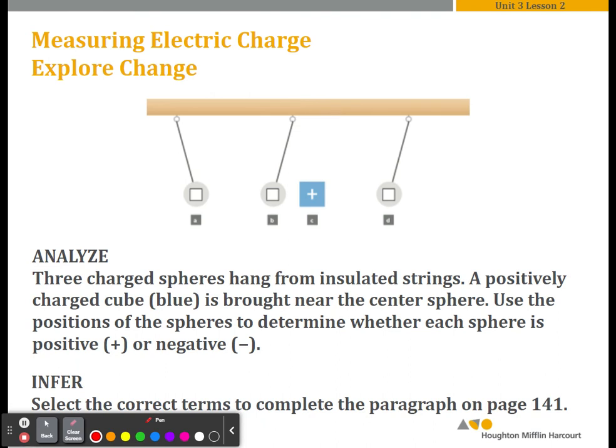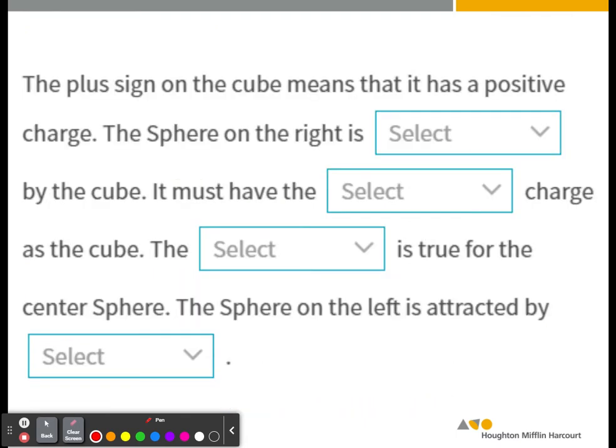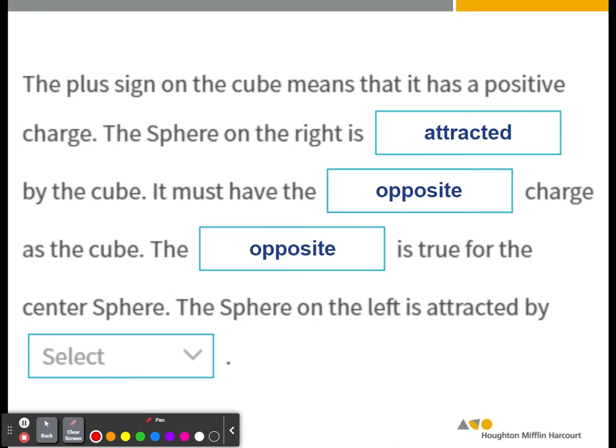We're going to look at another paragraph that's also on page 141. The plus sign on the cube means that it has a positive charge. The sphere on the right is attracted by the cube. It must have the opposite charge as the cube because opposite charges attract. The opposite is true for the center sphere. The sphere on the left is attracted by the middle sphere and the cube. You determine that the spheres on both ends have a negative charge because they're attracted to the positively charged cube. The center sphere must have the same charge as the cube and the same effect on the end spheres.